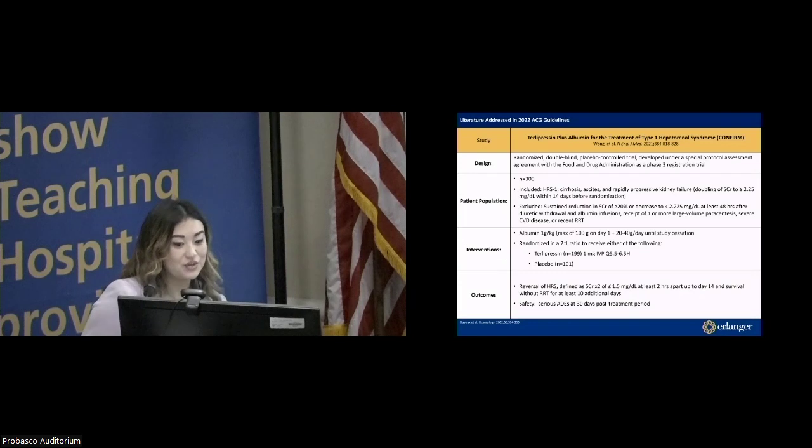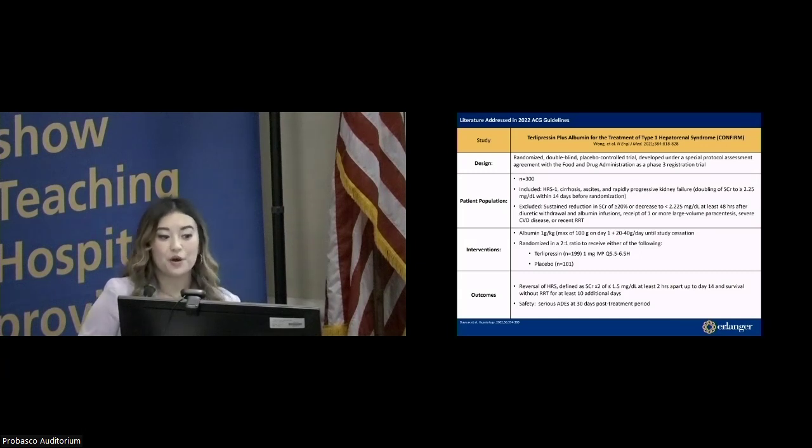Finally, this brings us to CONFIRM. This was a trial that had been done in 2021, and thus was included in this 2022 guideline update. This was a trial specifically requested by the FDA to determine a primary outcome of reversal of HRS-AKI, whereas the previous two randomized placebo-controlled trials had only examined the percentage of patients who had serum creatinine reduction. It also included a rather large sample size of 300 patients.